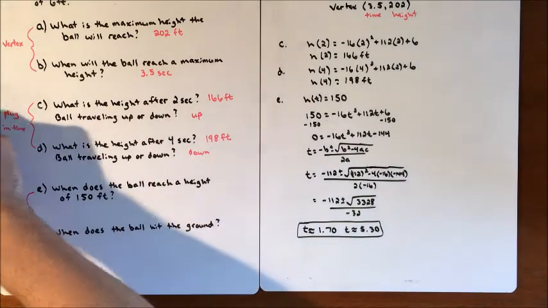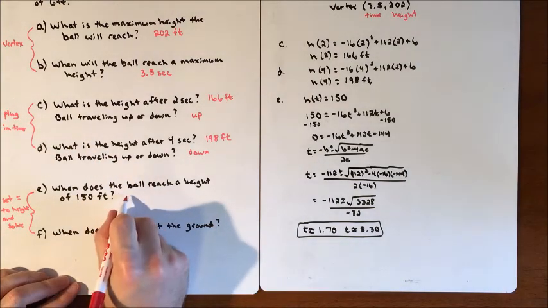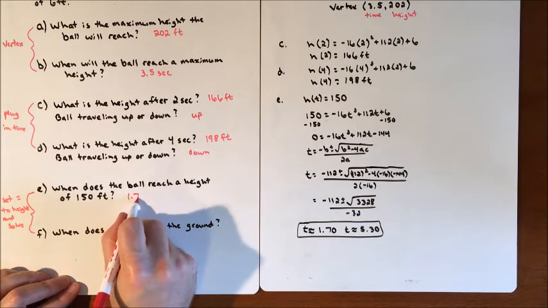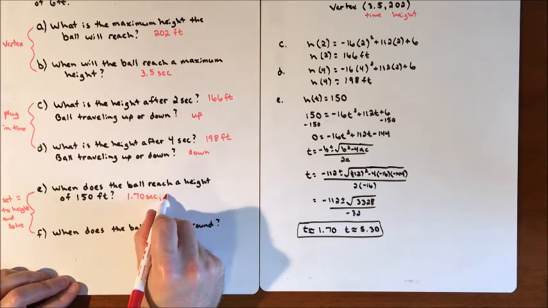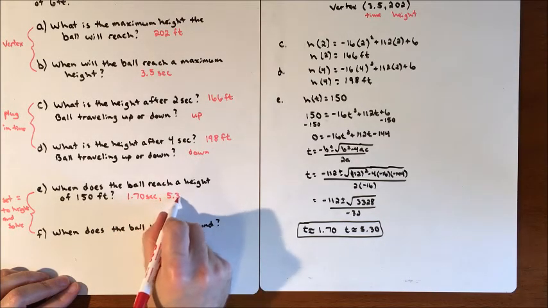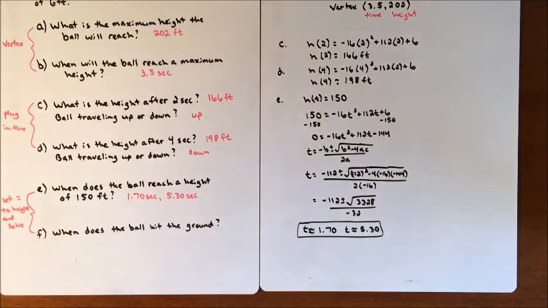Okay, so let me throw those answers down. Let's compare it to the graph, see if that makes sense. So we have a point of 1.70 seconds and 5.30 seconds. Okay, so why do we get two answers?